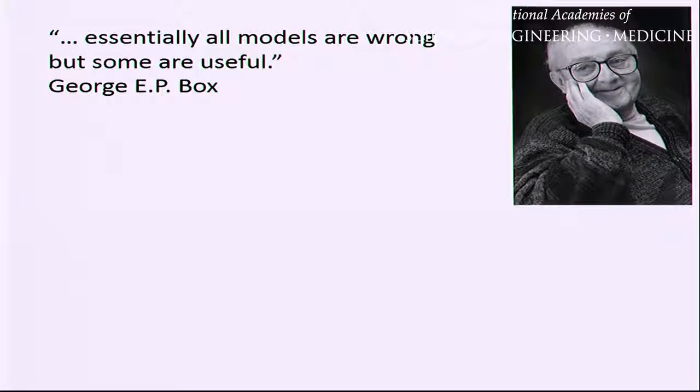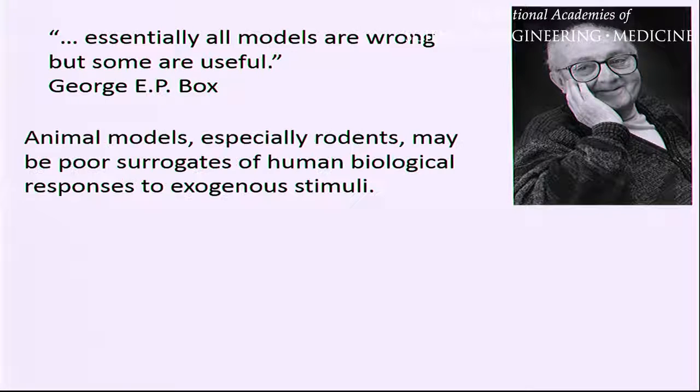So let me finish with this slide. I think you've probably seen this quote a number of times. It's by George Box, who essentially says all models are wrong, but some are useful. Animal models, especially rodents, I think may be poor surrogates of human biological responses to exogenous stimuli, and these two papers I cite are examples of that.